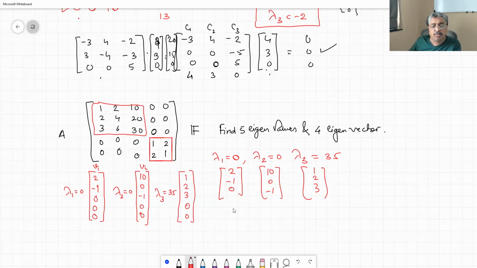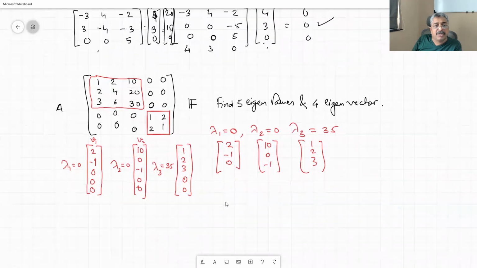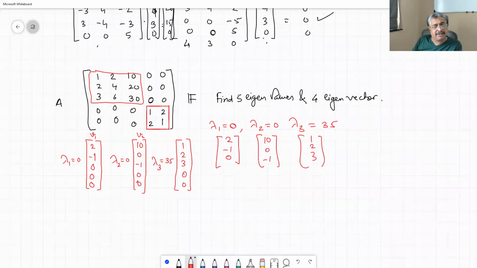Now we are left with two more lambda values, for which you need to consider this 2 by 2 matrix as an independent matrix and find out the lambda values for this 2 by 2, and we will represent it as 0, 0, 0 and whatever the entries for this matrix are. That is the simple trick, because this is a special matrix. Now here both the rows add up to 3, and therefore lambda 4 is going to be 3.